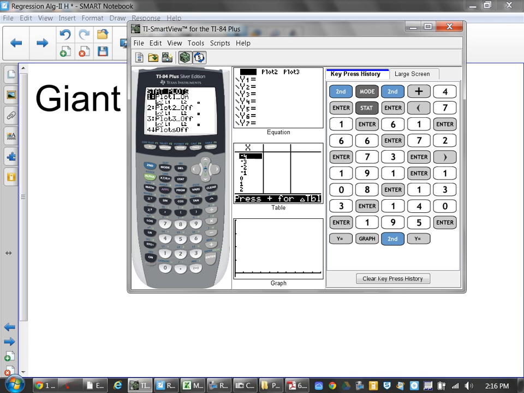Okay. Here's what you want to do. You want to have that plot 1 on. So to do that, you hit enter. Oh, and yours does actually say the X list at L2, Y list L3.